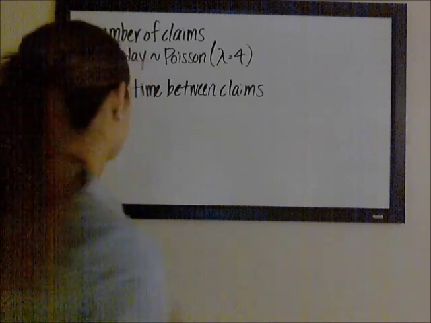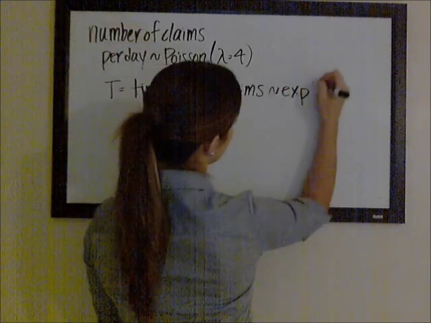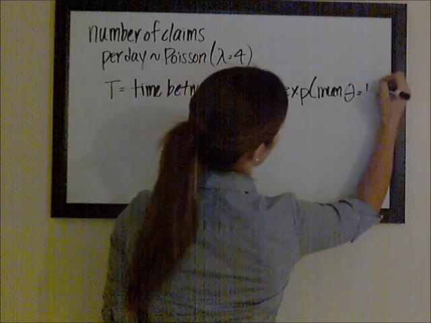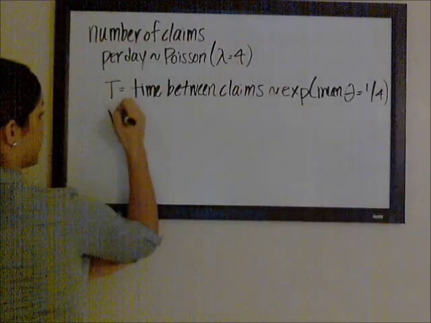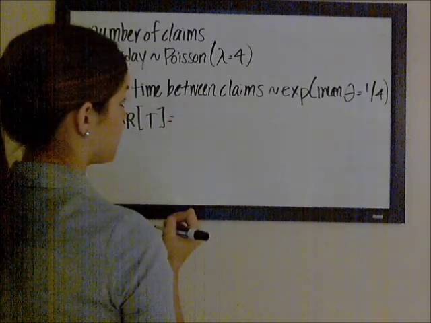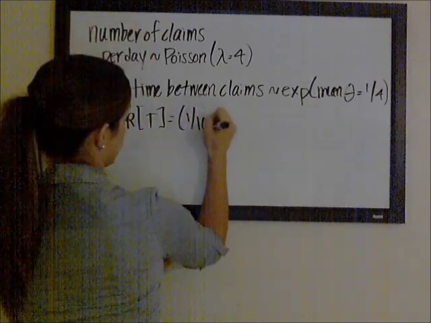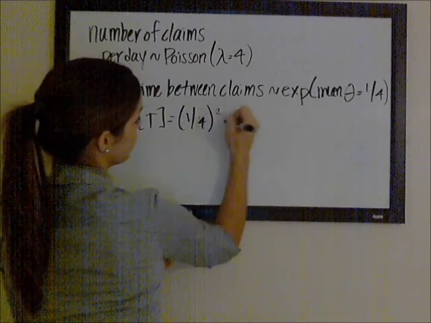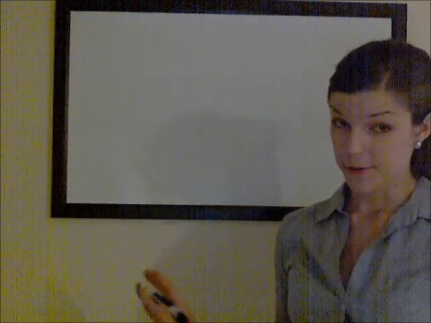So our time between claims is going to follow an exponential distribution with mean theta equal to 1 over lambda, which is 4, so 1 over 4. We just want to know the variance of the time between the claims. I know that the variance of an exponential distribution is theta squared, so the variance of time between claims will be 1 over 4 squared, which is 1 over 16. That's it. So that one was very simple.